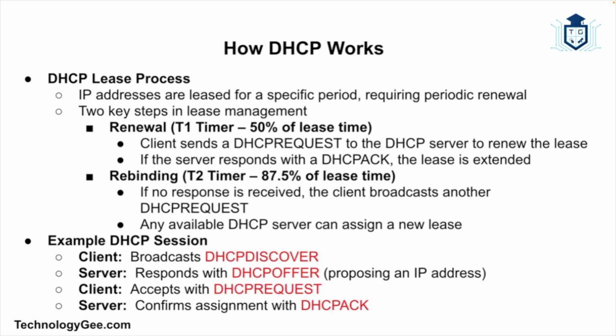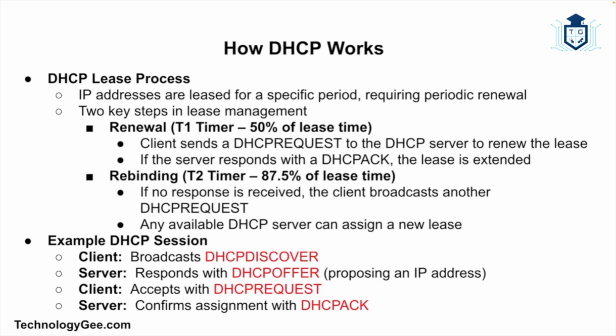All right, so let's talk about what a DHCP lease is really quick. The IP address assigned to the client is not permanent. It is leased for a specific period. So the client must renew the lease periodically to maintain its IP address. The DHCP lease process involves two main steps. The first step is the renewal.